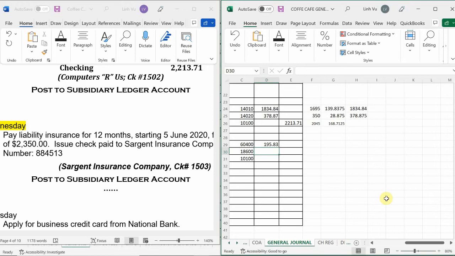So then how much is it going to be for 11 months? $2,154.17. Because you paid $2,350, you could just go ahead and subtract that one month, and you'll get $2,154.17.